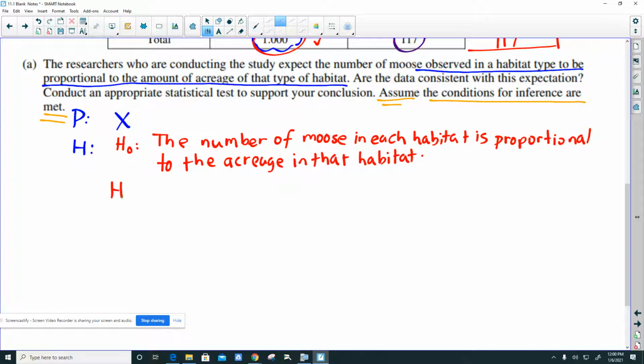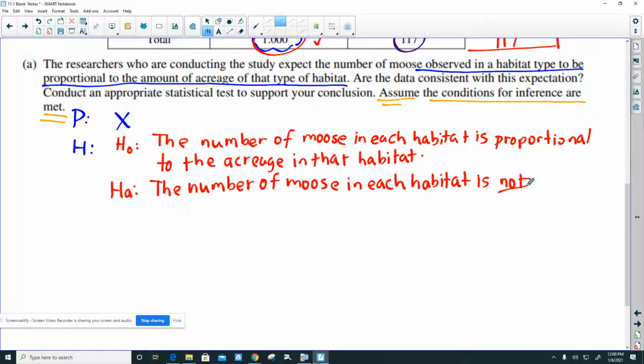Okay, and then our alternative is essentially that same statement, but that it's not proportional. So we have to write all of this out again. I know this is tedious to write. There's a lot of writing involved when we're running these hypothesis tests here. So here we're going to say it's not proportional to the acreage in that habitat.